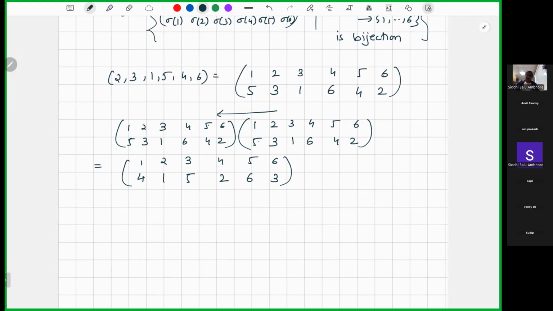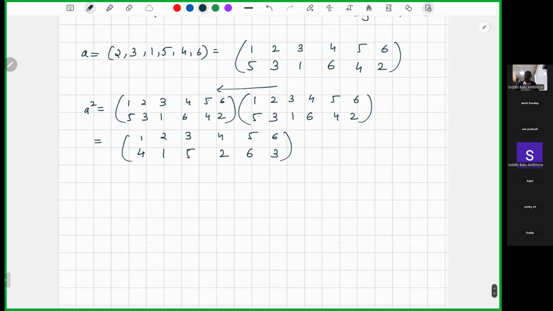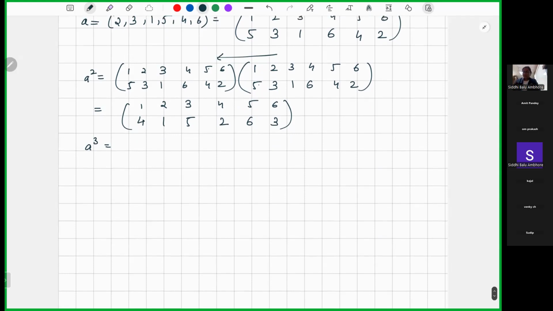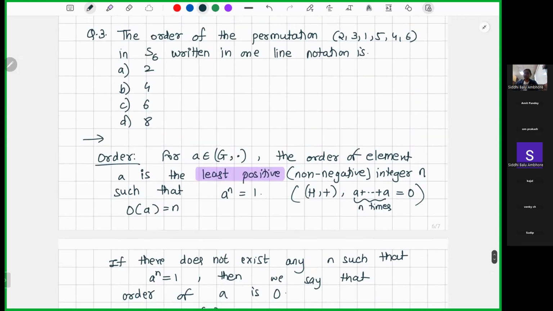Okay, so if I call this cycle, let me call this element A. So A square is this, which is not yet an identity element. And A cube will be just this element multiplied by again my cycle. So we have to check how, I mean, the multiplication is clear, right? How the multiplication is defined here and what this cycle representation means.